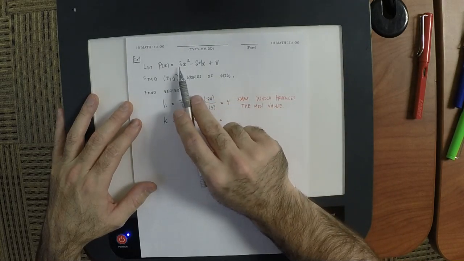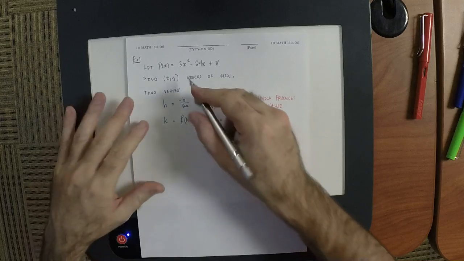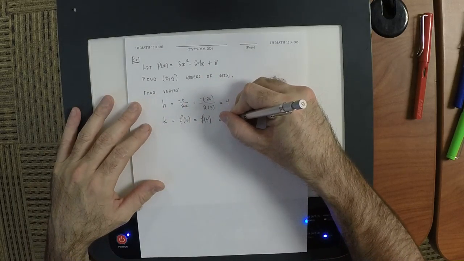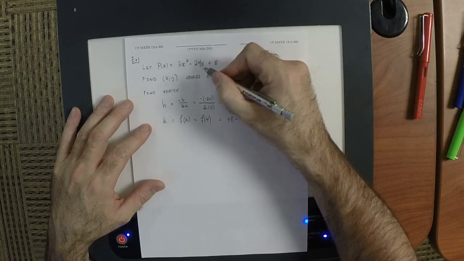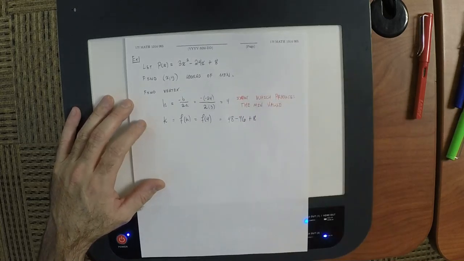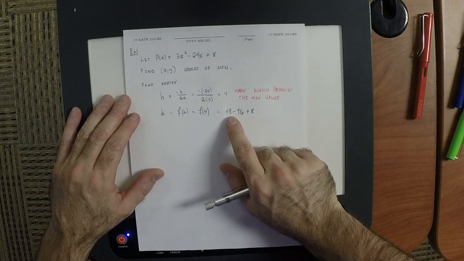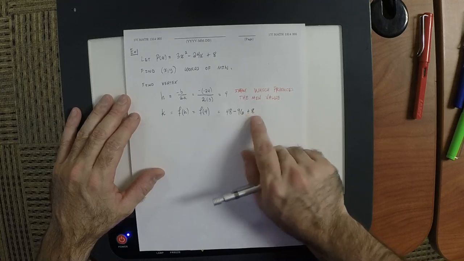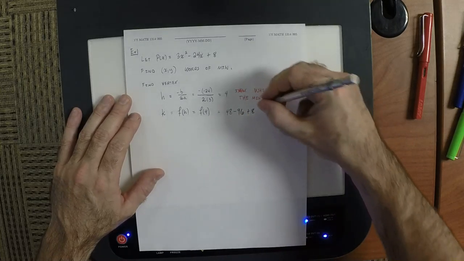Okay, so this would be 3 times 4, pardon me, 3 times 4 squared is 48, and then minus 24 times 4 is 96, and then plus 8. And then what would that be? That'd be negative 48, and then plus 8, so that'd be negative 40.